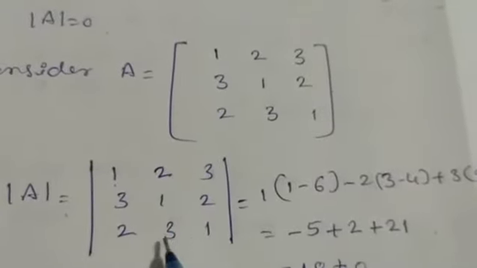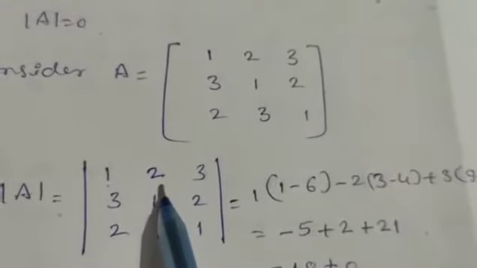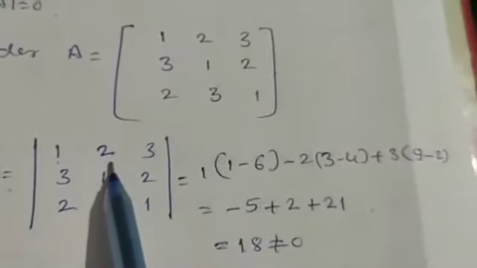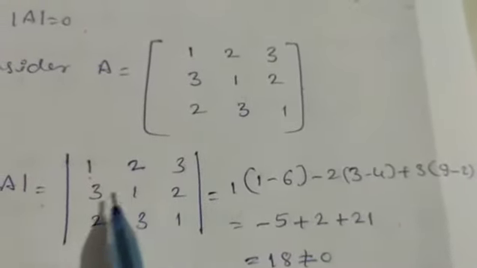1 into 1 is 1. Minus 3 into 2 is 6. Then minus. Next you have to take minus. I hope you know how to expand this matrix determinant. 2 as it is. Leave this column and row, cross multiplication.